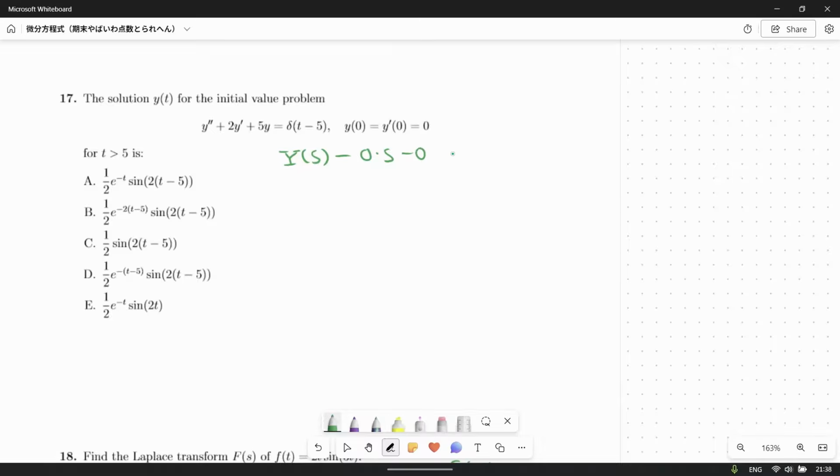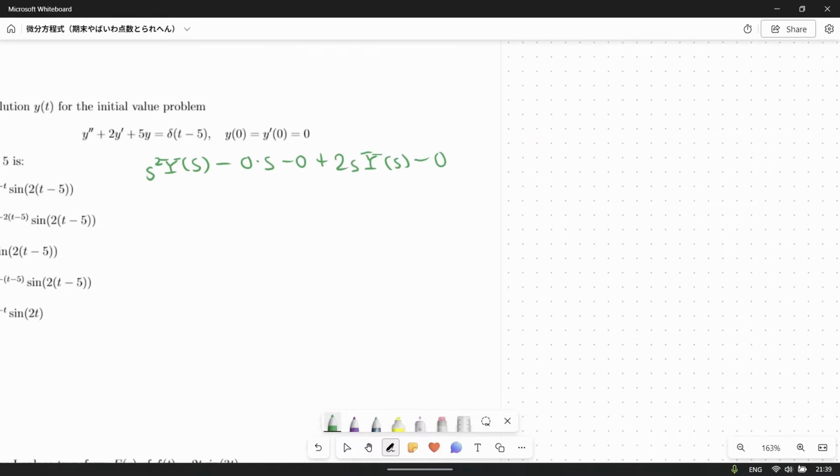And then for our second term, we have a 2y prime, so that's going to turn into, oh, and then I forgot an s squared here as well. And then here for the second term we have a 2s times capital Y of s minus the initial value of y of 0 again, which is going to be 0. So just minus 0 again.